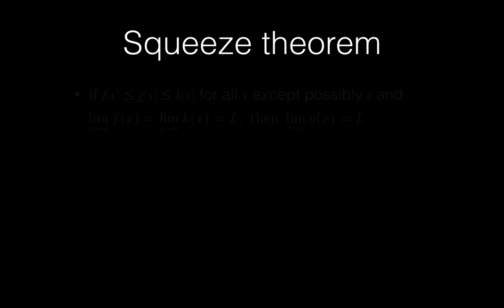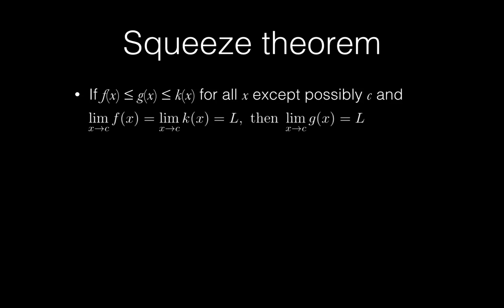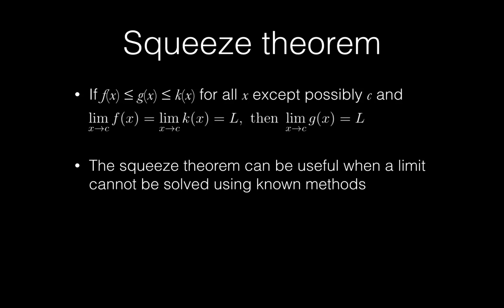The squeeze theorem. The squeeze theorem states that if f of x is less than or equal to g of x, which is less than or equal to k of x, for all x except possibly c on a range that includes c, and the limit as x approaches c of f of x equals the limit as x approaches c of k of x equals L, then the limit as x approaches c of g of x equals L.